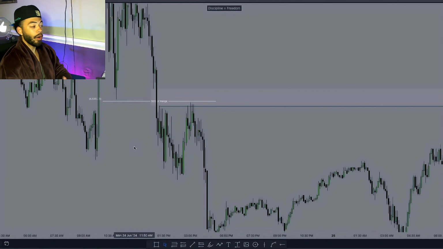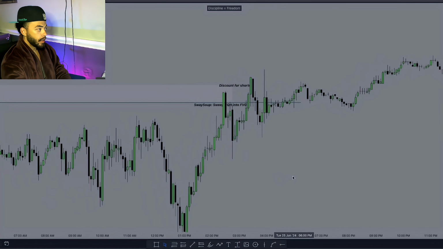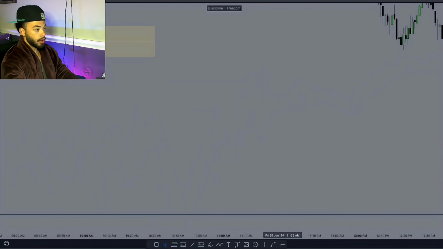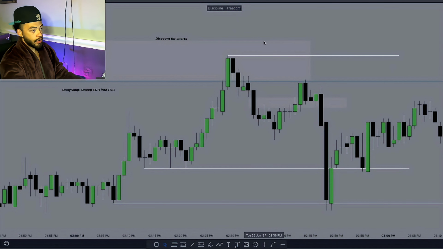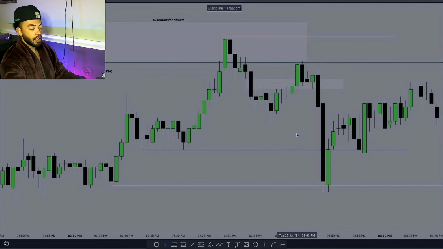Paired with the fact that we're above 50% of the range, this is the first fair value gap at 50% of the range, it adds up for a nice short. So on the 1 minute chart, as you can see, we shorted right up here, and then we got a nice reaction down for a few points, a retrace. That retrace never came back to this high, which is where our stop loss would be, and price just ran to the equal lows.